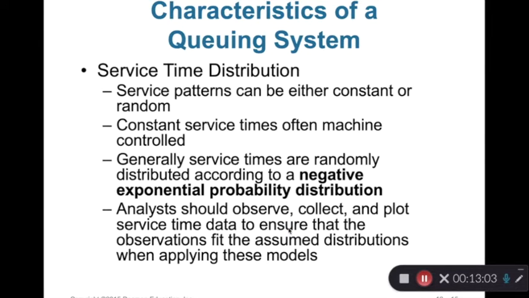And now we want to talk about the service time distribution. We already know about exponential probability distribution in chapter 2. Again, if you don't remember or you don't understand it, I highly suggest you go back to check it out. And the service patterns could be constant or random. In most cases, the service times are random, but we assume service time follows a negative exponential probability distribution.